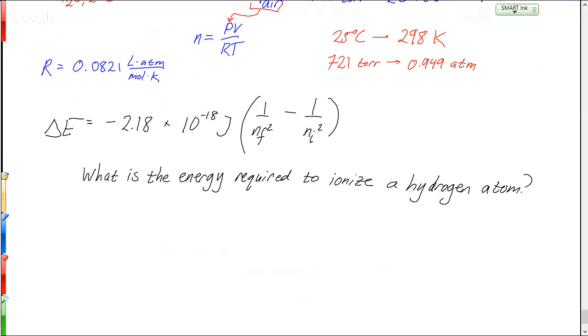So how does that apply to this question? How can you substitute in for NF and NI, thinking about the ionization of the electron? You can plug in infinity for NF. 1 over infinity is 0. Yeah. So we know the initial level is 1 because it's starting at the ground state. And we are promoting it to infinity.